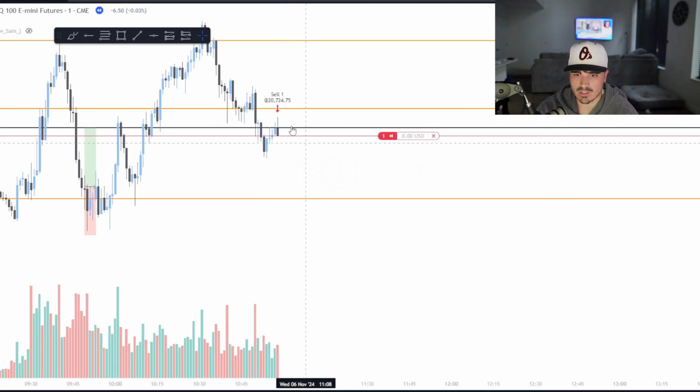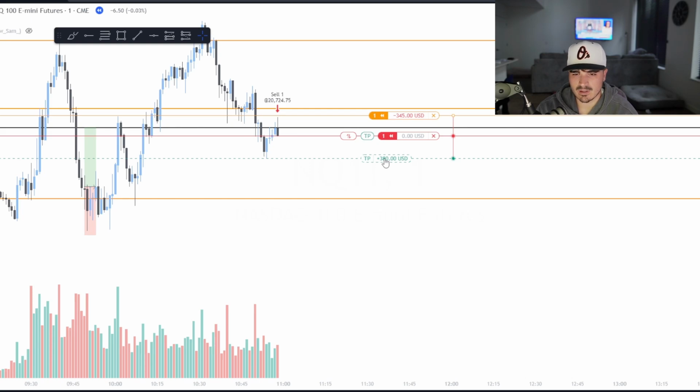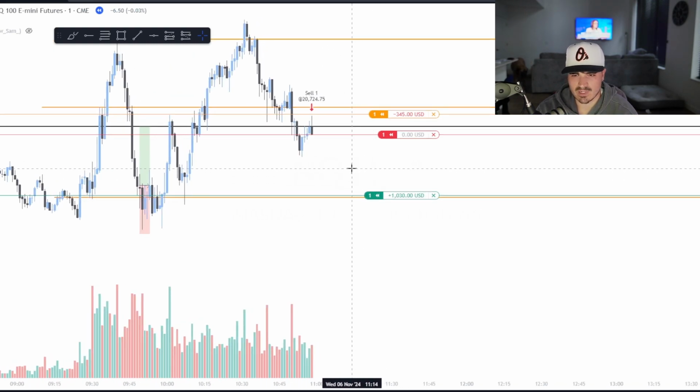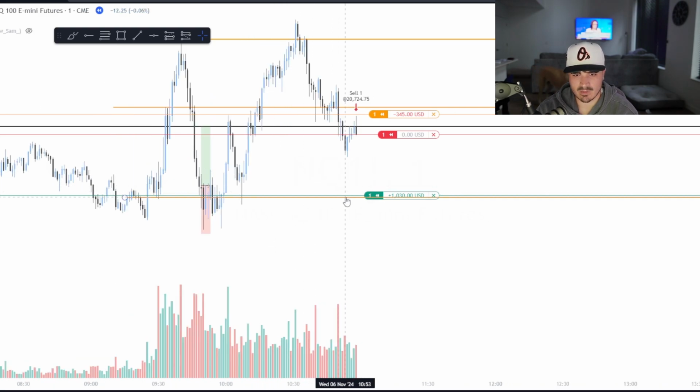So I like a short here, right? And I like a stop loss right above that wick. And I like a take profit, at least back down to the lows. Ideally, we go a little bit farther. Down here would be ideal. And we can probably just move stop loss to break even if we come to this low.